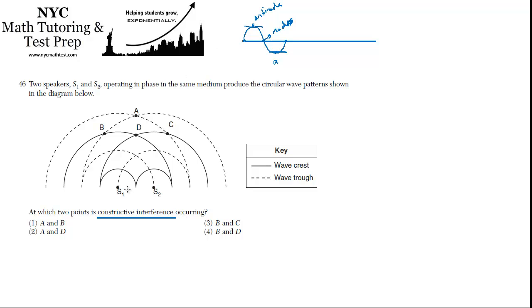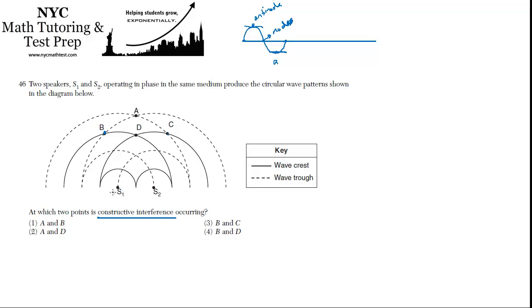And destructive interference, just for completeness, is when you have a crest meeting a trough. They actually cancel out and you get no amplitude. So examples of destructive interference would be B, because at B you have a dotted line, that's a trough, and you also have a crest, and they're intersecting at this point. So the crest and the trough will cancel out, and you'll end up with a node, or a location of destructive interference. So B and C are destructive interference.